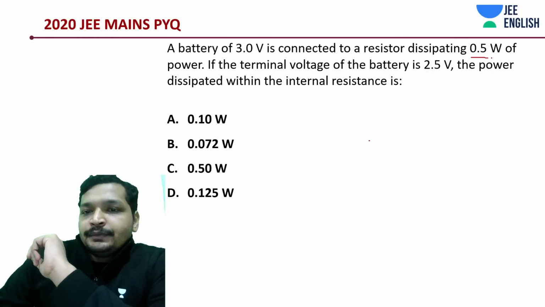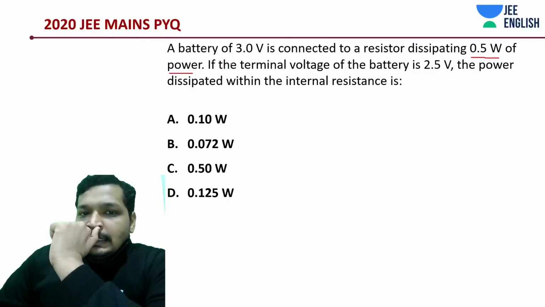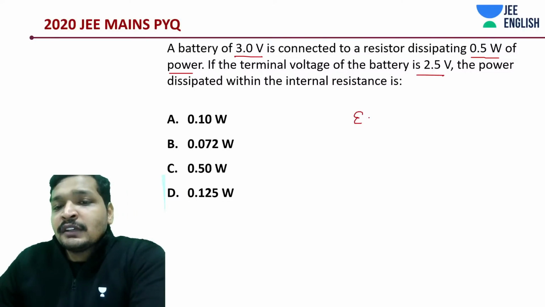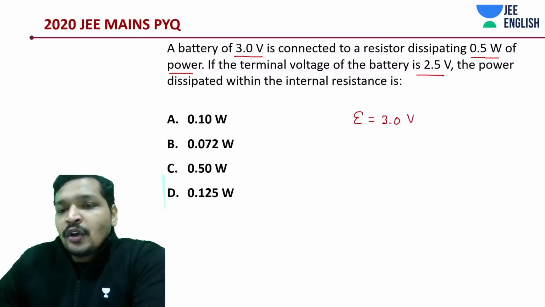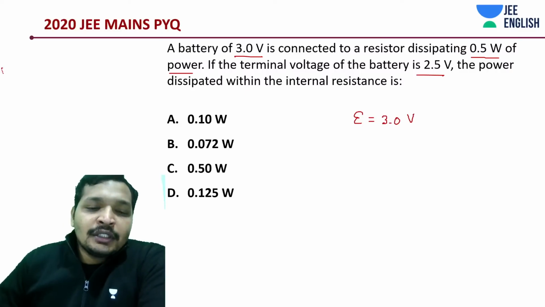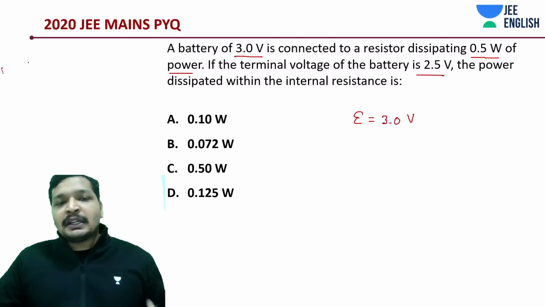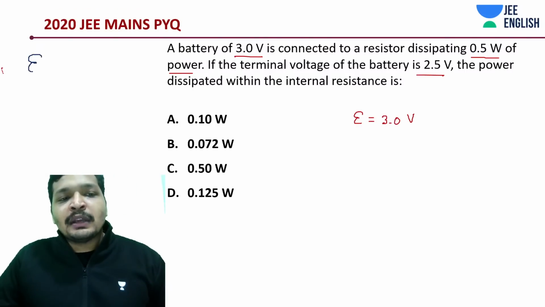A resistor dissipating 0.5 watt of power connected to a 3 volt battery. What is terminal voltage? Battery EMF is how much given to you? 3 volt. Okay, let me give you the shortcut for this, but this is something that you should not remember without understanding the concept. Understand the concept and remember this. If it is twisted, you should be able to apply it.